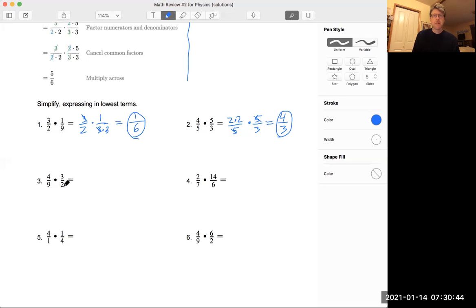All right, let's do this one, number 3. So here we have 4 on the top, that's 2 times 2. And then on the bottom we have 3 times 3. Multiplying by this other fraction, we have a 3 on the top and a 2 on the bottom. Oh, this is just like shooting fish in a barrel. I don't know where that expression came from. We're going to cancel out a 3 and a 3, so 3/3. And we're going to cancel out a 2 and a 2. And we end up with 2/3.